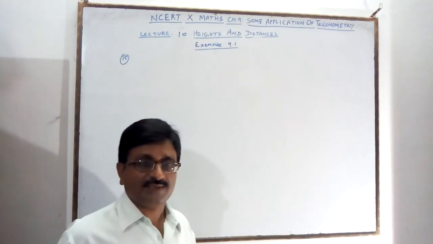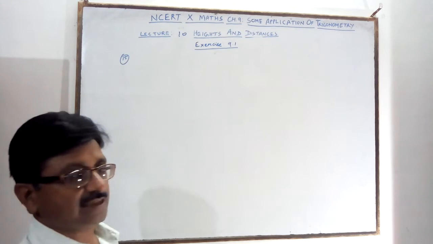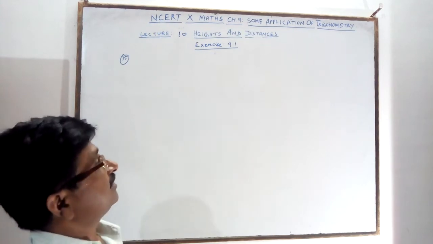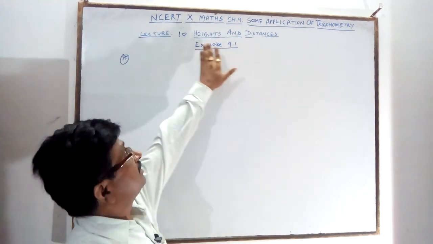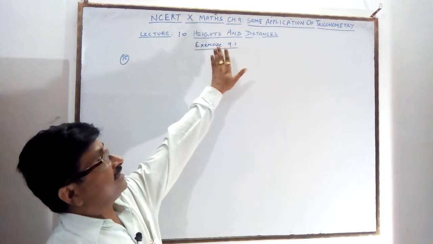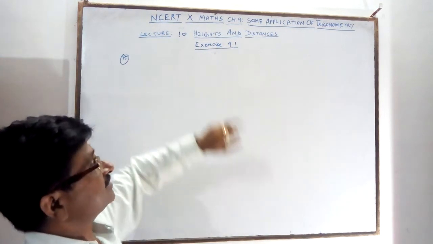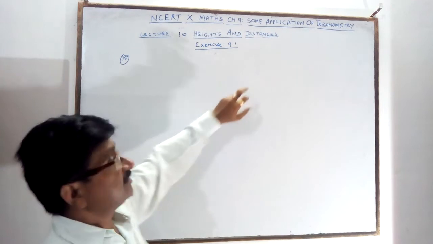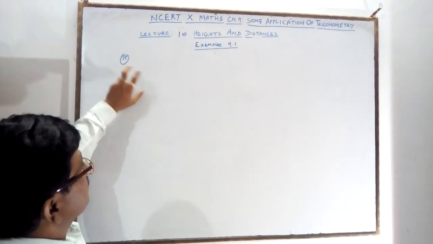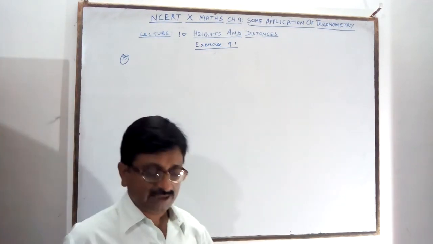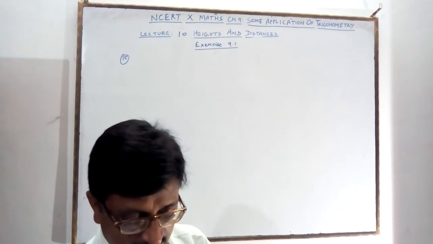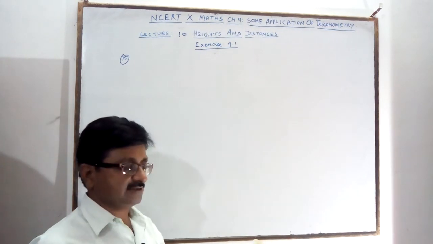Here Rakesh Srivastava teaching you Maths of class 10, chapter 9, some application of trigonometry, which we can also call heights and distances. Exercise 9.1, question number 15. There are only two questions left, 15 and 16. Now you see what question number 15 says.